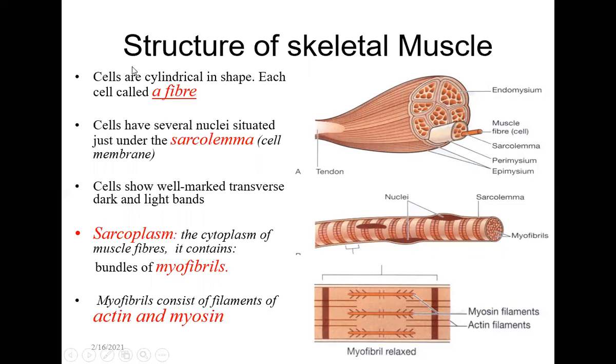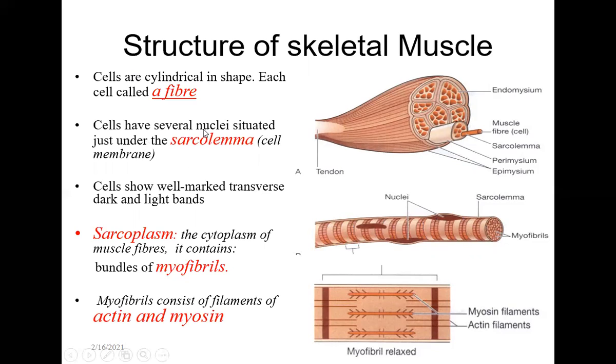The cells of the skeletal muscles are long and cylindrical. As you can see here, it is not rounded like the typical cell with the nucleus and the other structures within them. It looks like a long cylindrical shaped structure, and each cell is called a fiber because it is long.